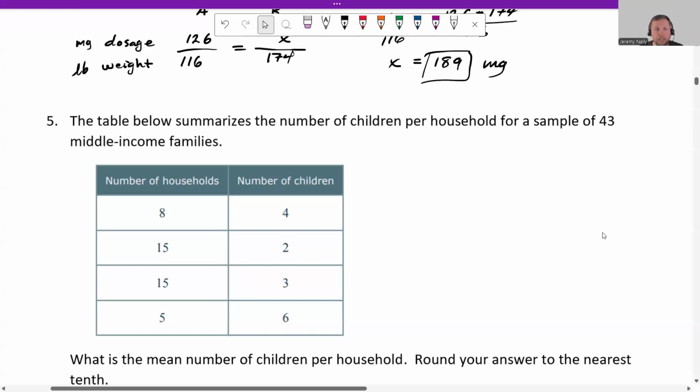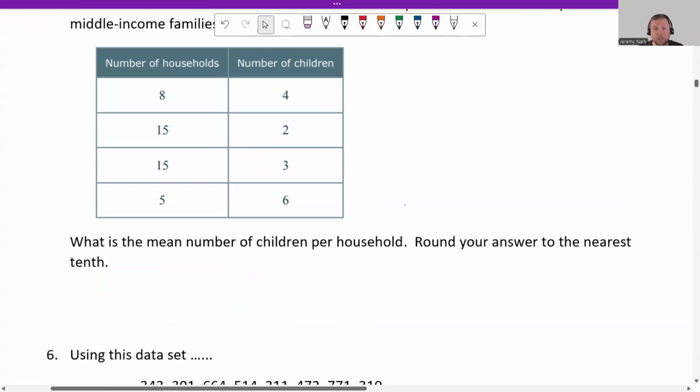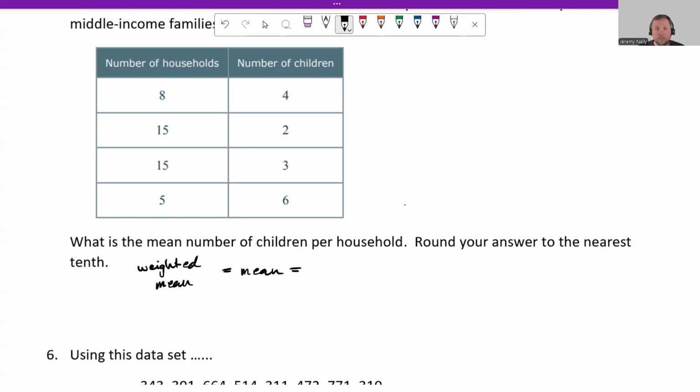Okay. The table below summarizes the number of children per household for a sample of 43 middle-income families. What is the mean number of children per household? Round your answer to the nearest tenth. Okay, so this is a weighted mean, but at the end of the day, it's still just a mean. With the weighted mean, all we need to do is add a product column, and then we're going to want totals.